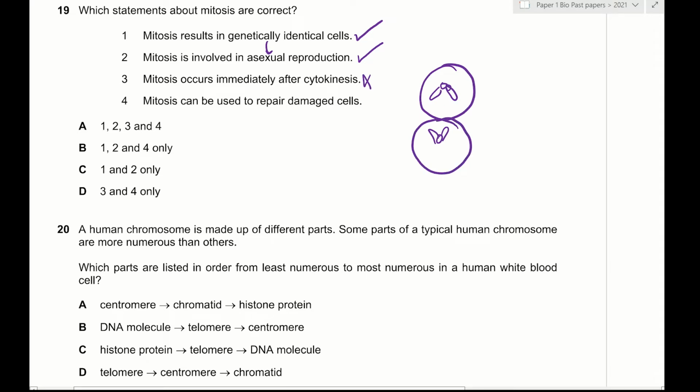4. Mitosis can be used to repair damaged cells. Repairing damaged cells is incorrect. It repairs damaged tissues. The reason for this is a cell can't actually be repaired. A tissue can be repaired by providing more of the cells making up the tissue. In this case, the answer is going to be C.